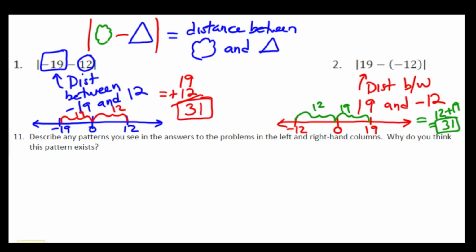So we noticed that we got the same answers in question 1 as we did in question 2. Now the rest of this problem set includes problems up to number 10, but to save time, we're just going to jump to number 11. It reads, describe any patterns you see in the answers to the problems in the left and right-hand columns. Why do you think this pattern exists? Well, just from doing problem 1 and problem 2, we noticed that we got the same answers. If you continued on with the rest of the problem set, you would see that pattern would continue.